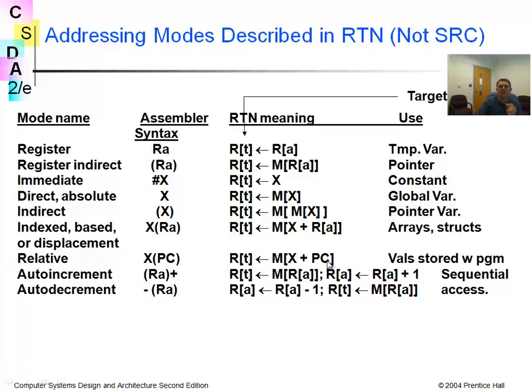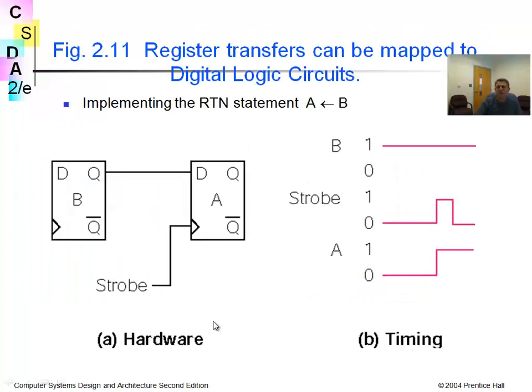Relative means the content of the program counter register, or PC, added to a constant value gives me the memory address of my operand. And auto increment means RA gets R of RA plus 1, and auto decrement means RA gets R of RA minus 1. So first you load the memory location and then you increment or decrement it and bring it back, and you have the right address.